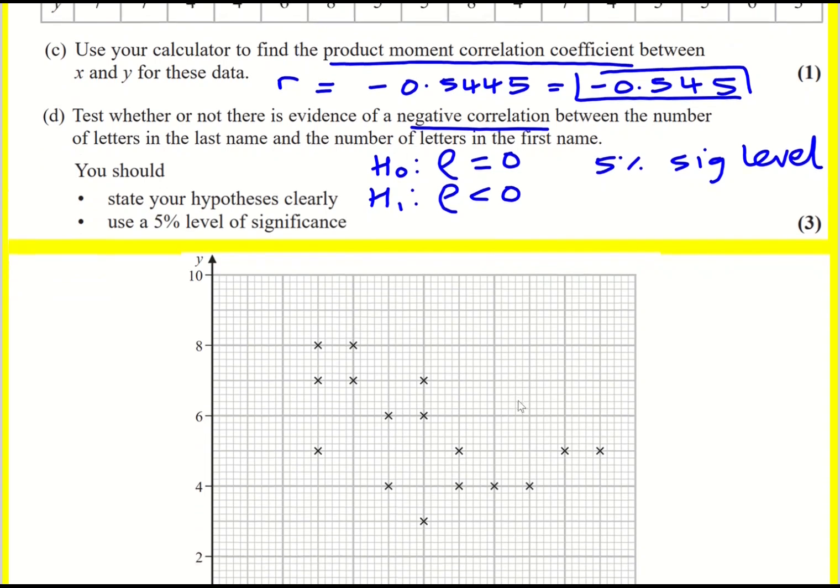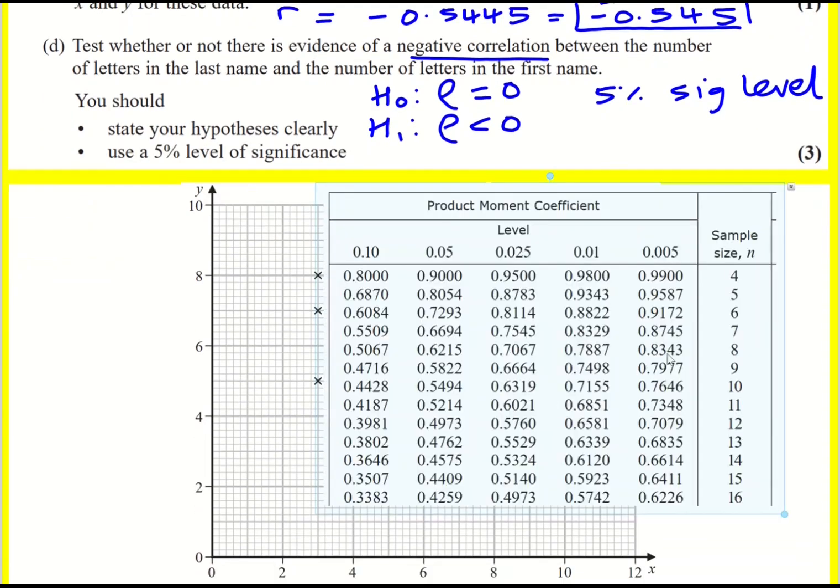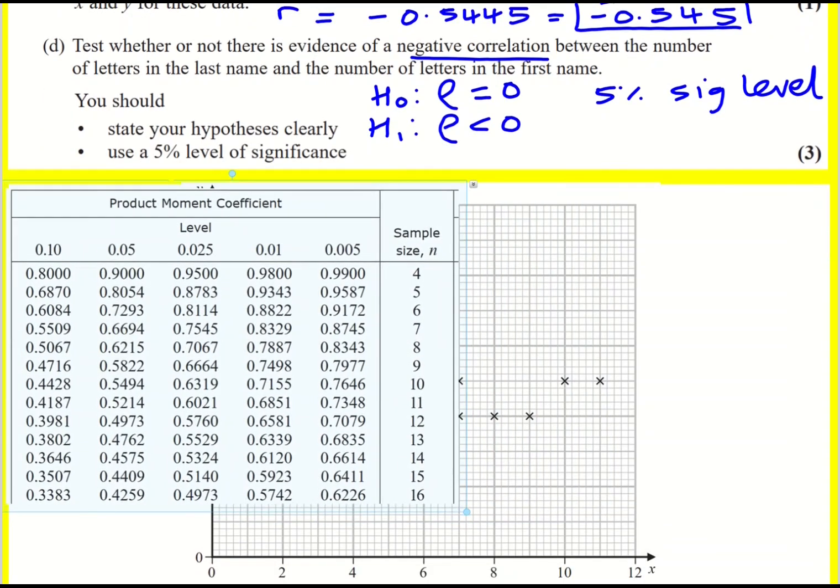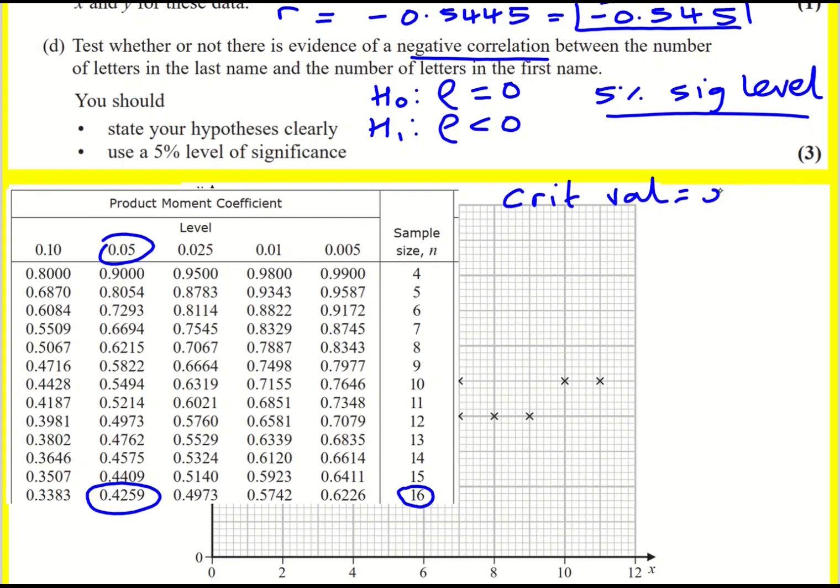So now we don't do any further calculations. We look up the formula book for the critical values. Now remember, we have a sample of 16. Okay, so I've just shown all the values from 4 to 16. And we've got a 5% significance level. So we're going to go down that column along that row. It's going to be here. Critical value is 0.4259.